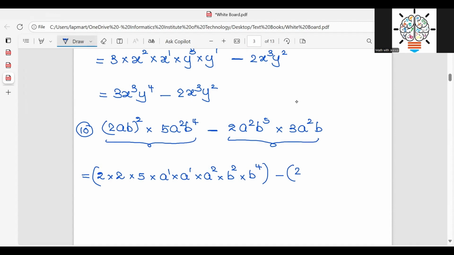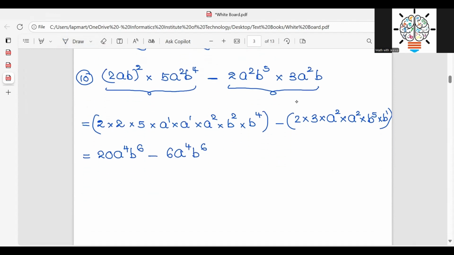Subtract 2 times 3, a to the power of 2, a to the power of 2, b to the power of 5, b to the power of 1. Right? So 2 times 2, 4, 4 times 5, 20, a to the power of 2, a to the power of 4, right? a to the power of 4, b to the power of 6. Subtract 6, a to the power of 4, b to the power of 6. a to the power of 4 and b to the power of 6, they are like terms. Therefore, I write the answer 20 minus 6, it is 14, a to the power of 4 and b to the power of 6.